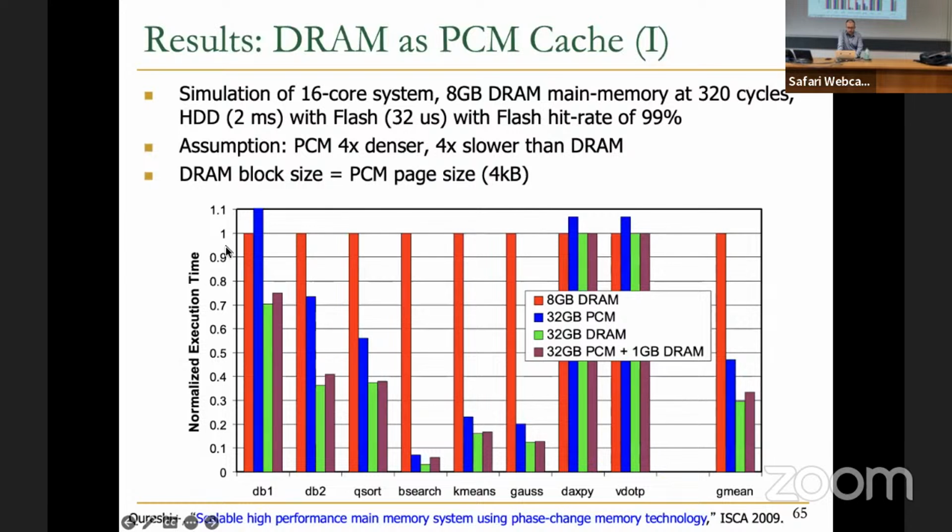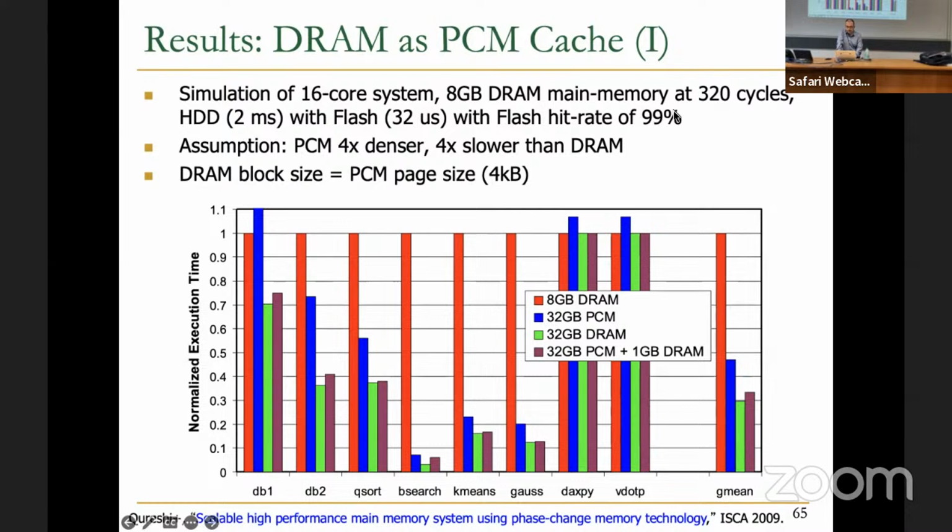Here are some results. So this paper did some analysis. The simulation that they have done is actually a bit at a higher level compared to what we have done in the other work that I showed. It's a combination of also some analytical models they have. But essentially, they consider a simulation of a 16 core system with 8 GB DRAM.